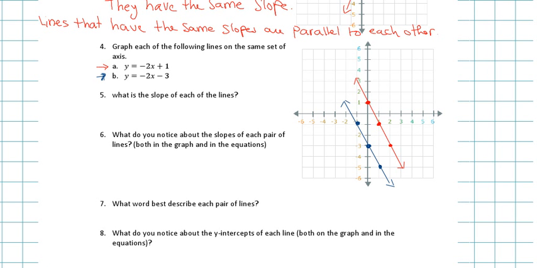What are the slopes of each line? So m is -2, and m is -2. They have the same slope. Again, look at the lines. If you extend them, guess what's going to happen? Are they going to meet? No. So they're called parallel lines.